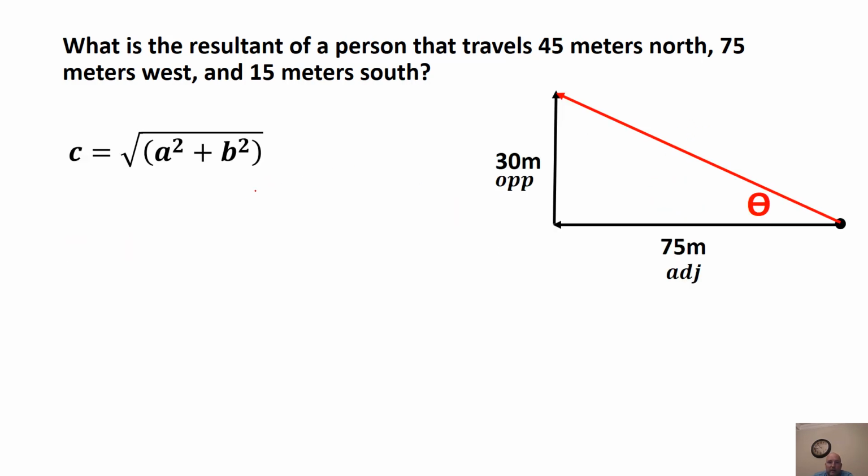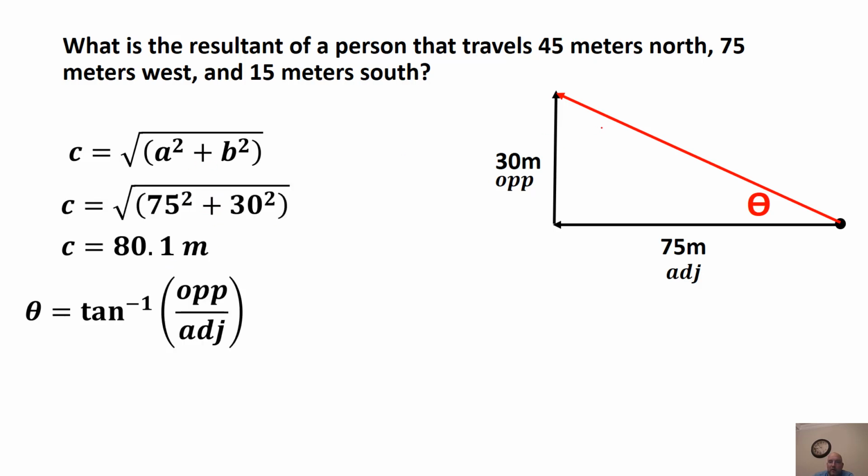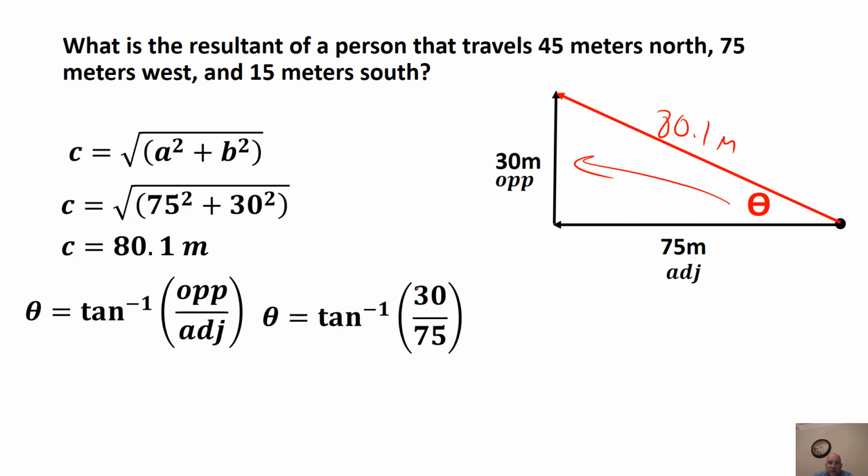So you do the Pythagorean theorem. You have 30 squared and 75 squared. You add those together, take the square root of it, and you get 80.1. I just found this side, but now I need to find the angle, where the side opposite opens up to. Using the adjacent, we do the inverse tangent of 30 over 75. We're going to get 21.8. So now we have 21.8, and we're almost done.